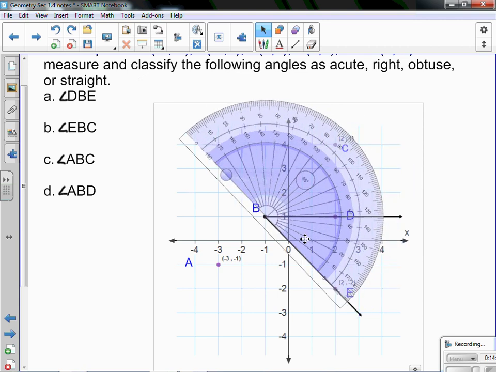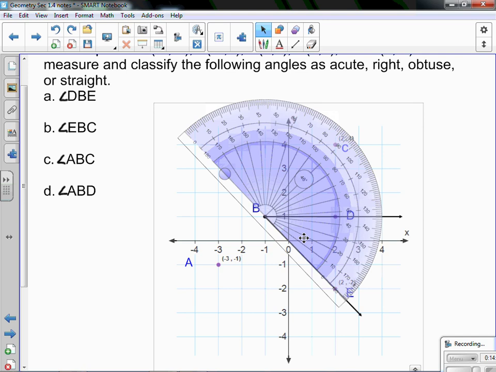And for time's sake, I'm not going to put it at a random setting. I'm just going to set it at 0 on this side. So 0, 10, 20, 30, 40. We're between 40 and 50, so then we come out here to the small increments. I got 45 and 46. So this is going to be 46 degrees, which is less than 90 degrees. That's going to mean that angle DBE is an acute angle.